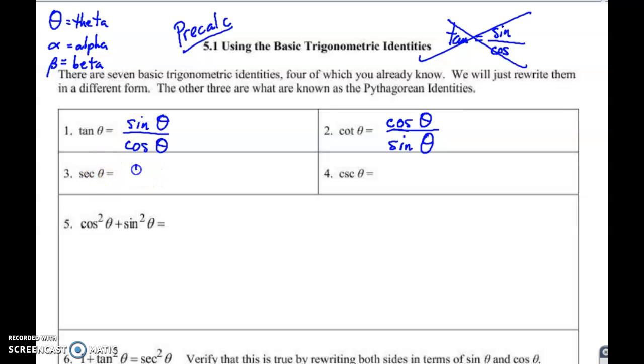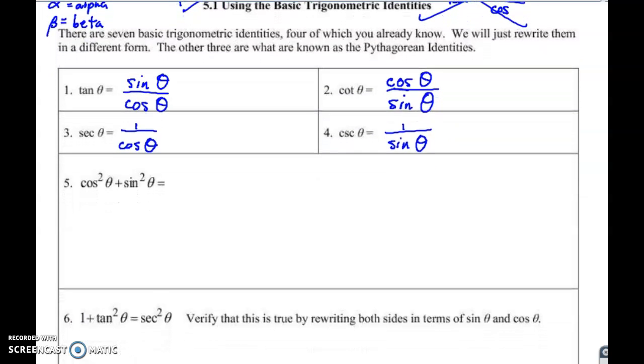So secants are the reciprocal of cosine. These are all things we've talked about. And then cosecants are the reciprocal of sine. So 1 over sine of theta. The next one makes perfect sense once you have learned it. The problem is not a whole lot of people really understand why sine squared of theta plus cosine squared of theta always equals one number.